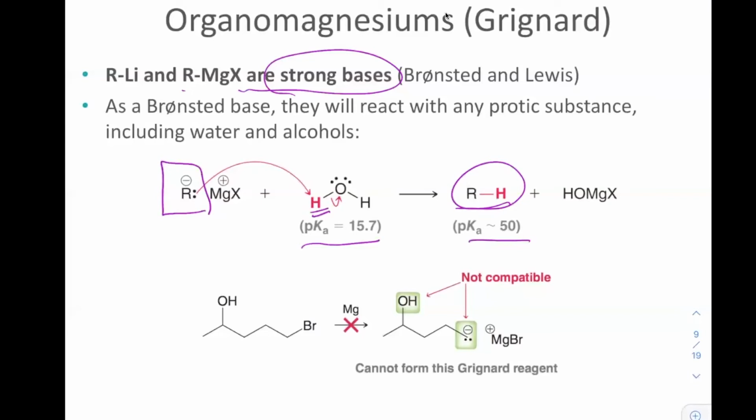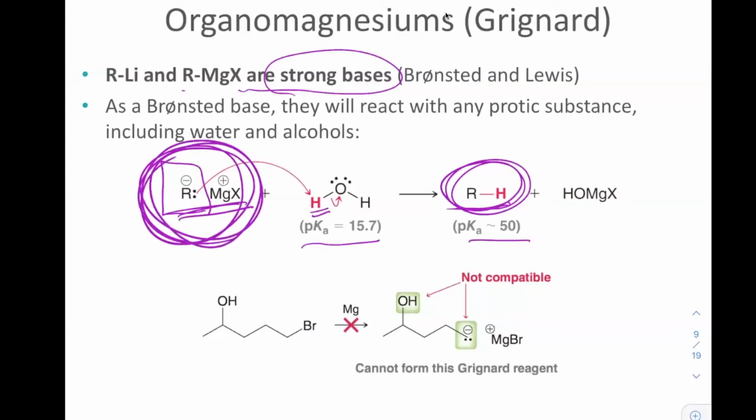Once we protonate that Grignard reagent to make our alkane, then we no longer have a reactive species. We no longer have a nucleophile. This is a bad thing. So very often our Grignard reagents need to be away from water or alcohol or any moisture.